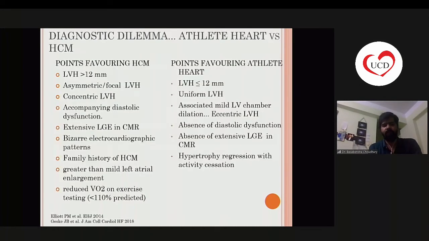Next slide. So this is a very common diagnostic dilemma: athlete's heart versus HCM. The points favoring HCM: LVH more than 12, asymmetric or focal LVH, accompanying diastolic dysfunction, extensive late gadolinium enhancement in CMR, these ECG patterns, family history of HCM, more than mild LA enlargement, and reduced oxygen consumption on exercise. And points favoring athlete's heart are less than 12 millimeter LVH, uniform LVH, mild LA enlargement with eccentric LVH, absence of diastolic dysfunction, absence of LGE, and hypertrophy regression with activity cessation.